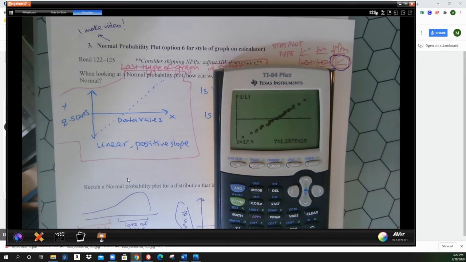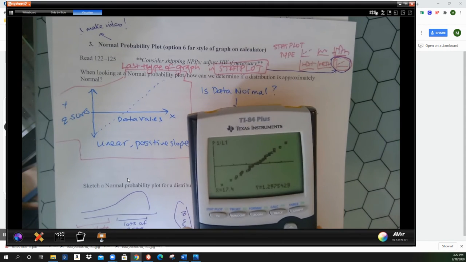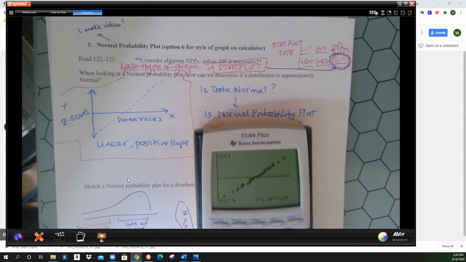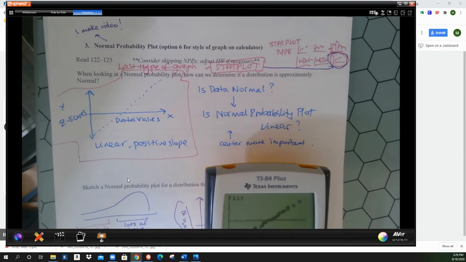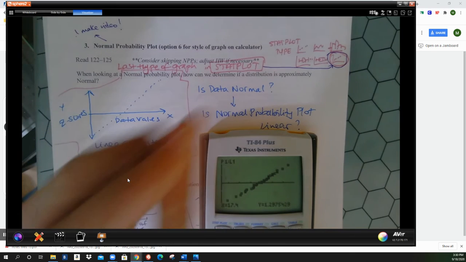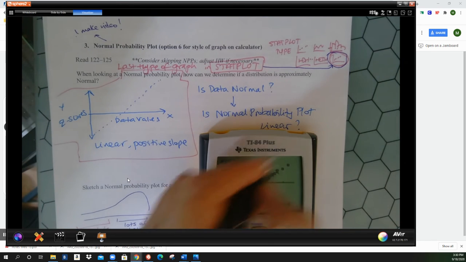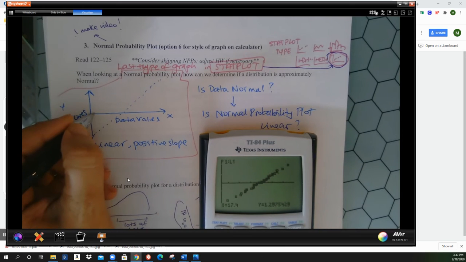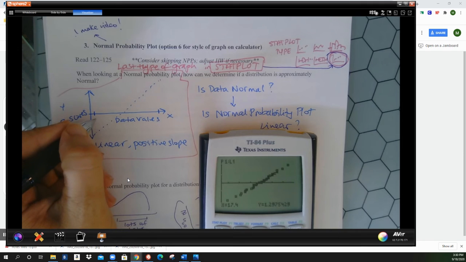So if you have a straight line, when you look at your normal probability plot, is the data normal can be translated into, is the normal probability plot linear? And the answer for this data set would be yes. I find this really simple. It's fast. You do have to sketch it, but if you're sketching this one, this tracing was helpful, right? It would give you an idea of what the data value variability is about.